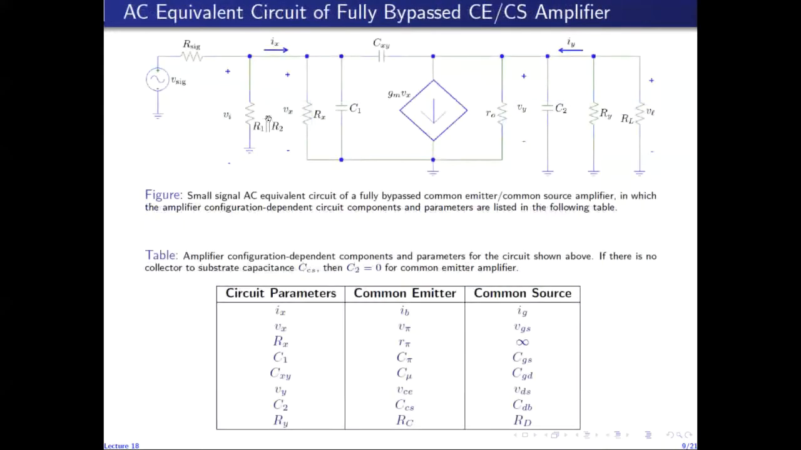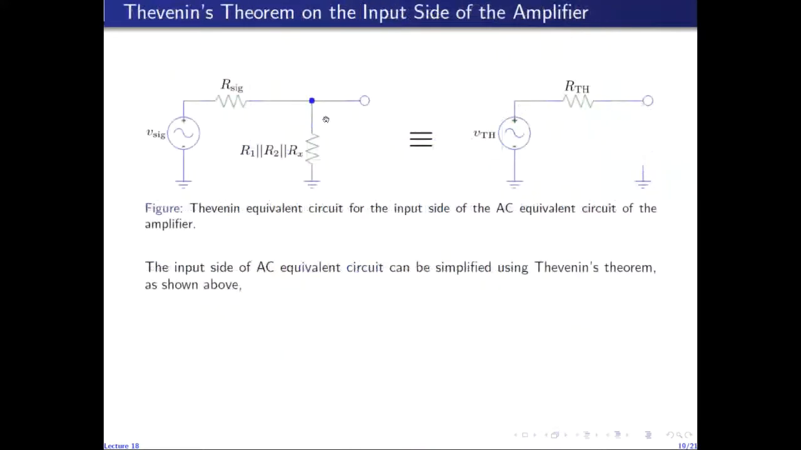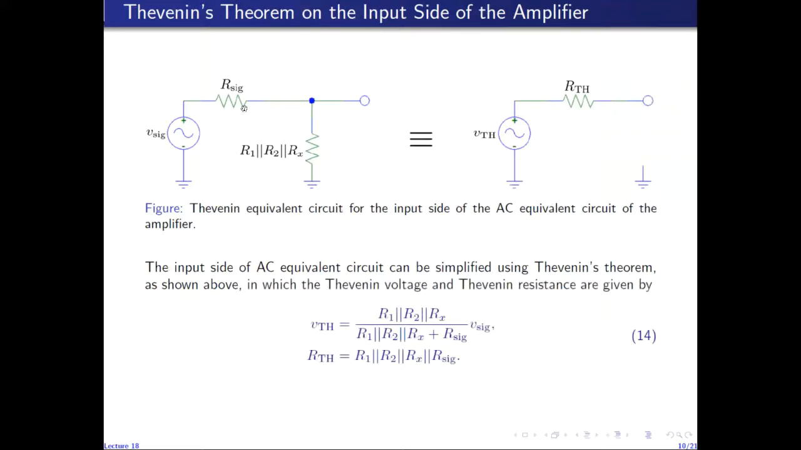So combining this resistance with this, because these two resistances are in parallel, I have isolated the input side of the small signal AC equivalent circuit to find its Thevenin resistance and Thevenin voltage. So Thevenin resistance is the resistance seen between these two terminals when V-sig is 0. So it is clearly the parallel combination of this resistance and R-sig.